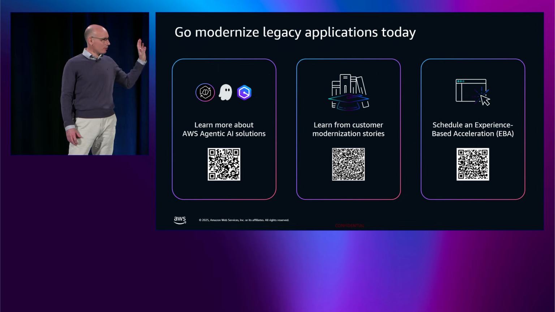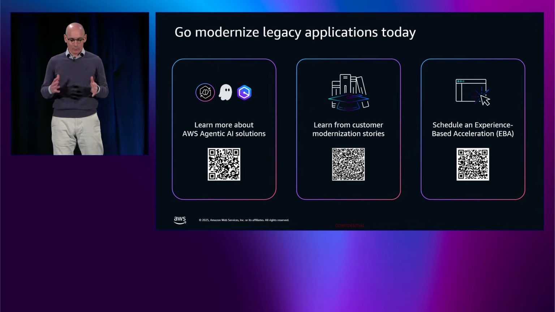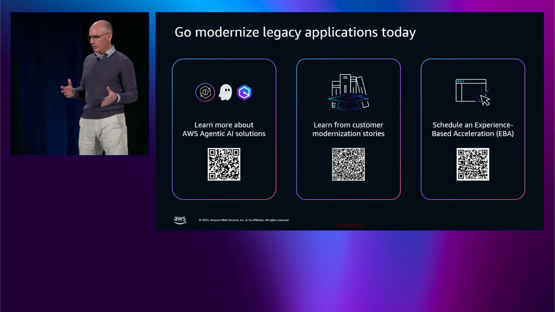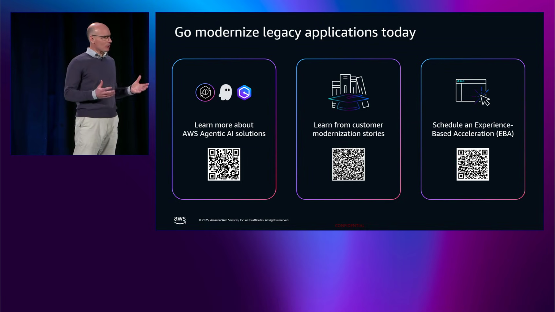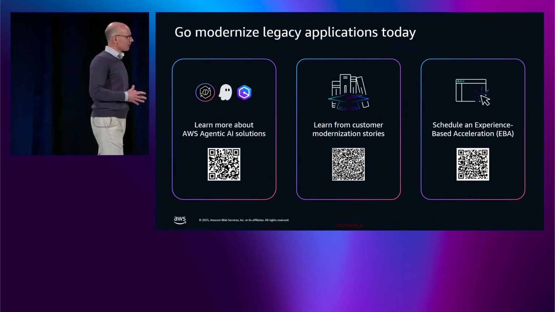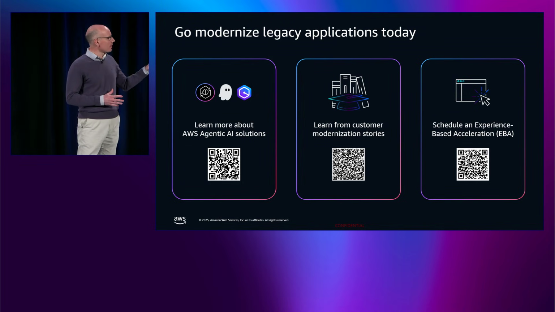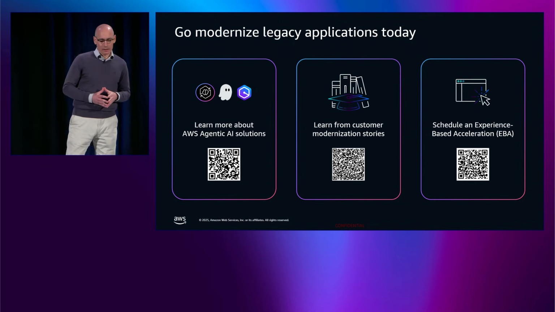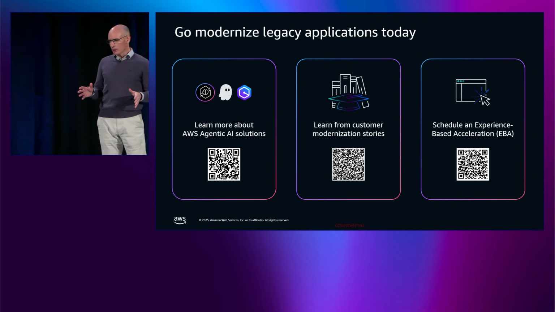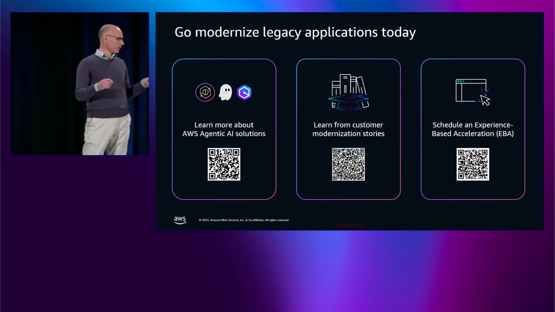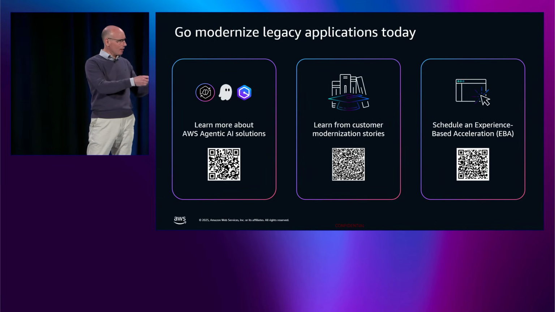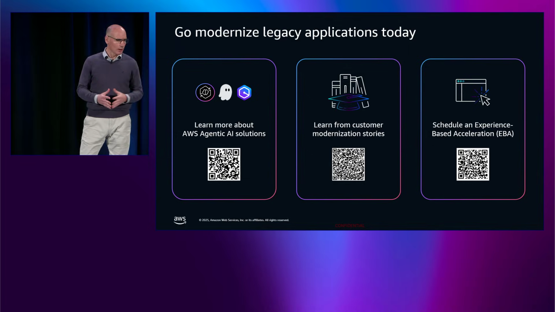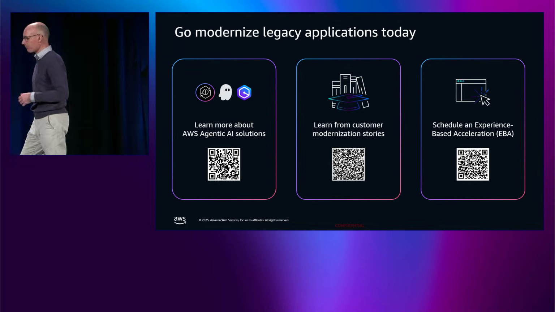In the middle, you have another QR code that will take you to customer modernization stories, right? Customer stories are a great way to learn about blueprints, reusable patterns, so that you can leverage them for your own journey. And on the right-hand side, something we recommend to you, which is pretty successful with our customers, is to schedule an experience-based acceleration EBA workshop. Essentially, that's a hands-on workshop where you're going to bring your own legacy modernization assets, and working alongside us, we're going to show you with real solutions how we can modernize them and show some real outcomes based on your specific applications.